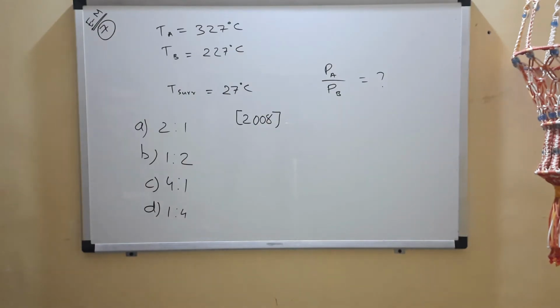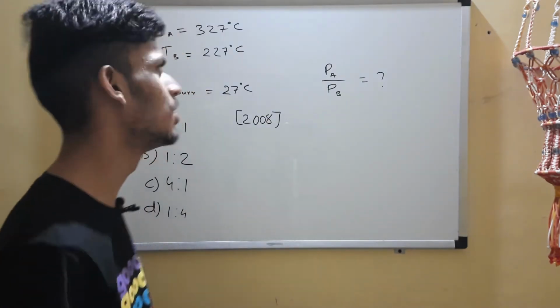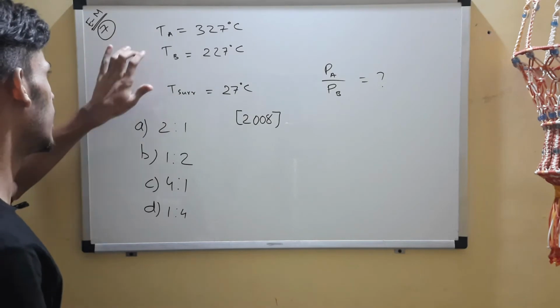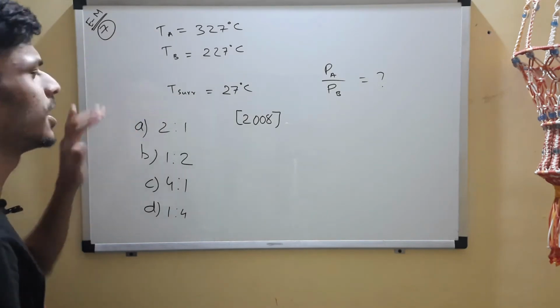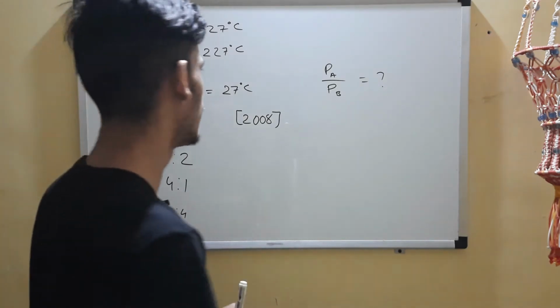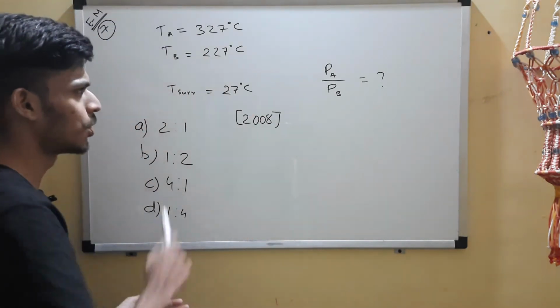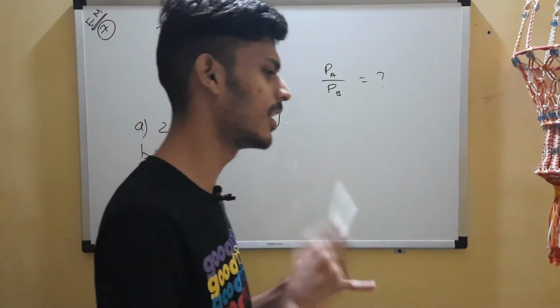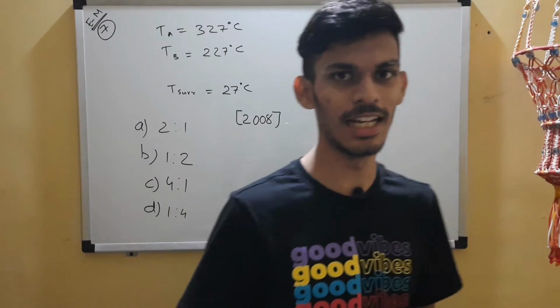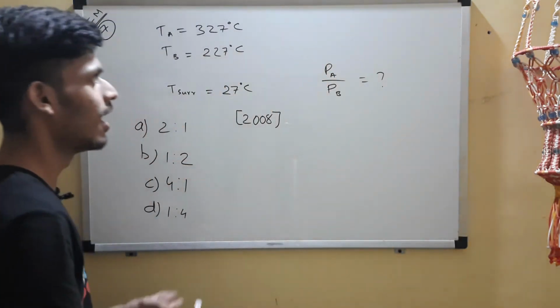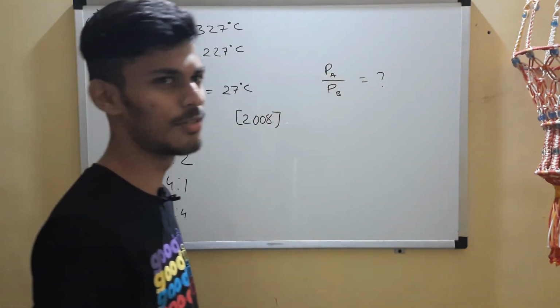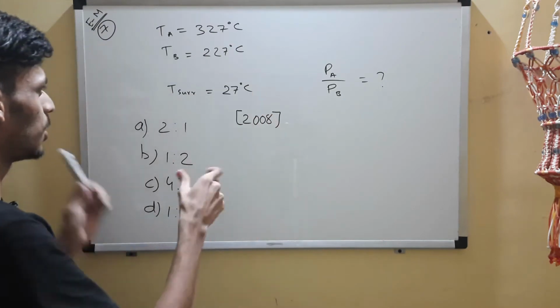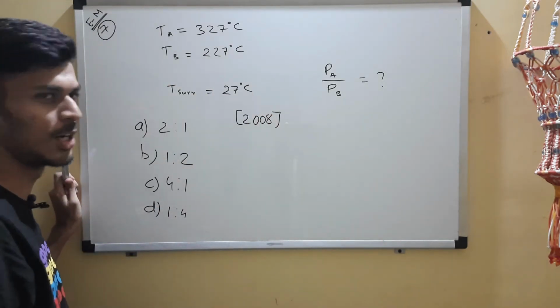Question 7 from 2008. In this question, you are given the temperature of a body A, the temperature of a body B, and the temperature of the surrounding is given as well. You are supposed to find the ratio of the power radiated by A to the power radiated by B. Again a similar question to the previous one. Here there is just a minute difference: the temperature of the surrounding is given.